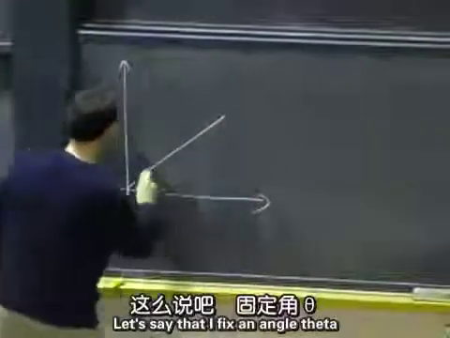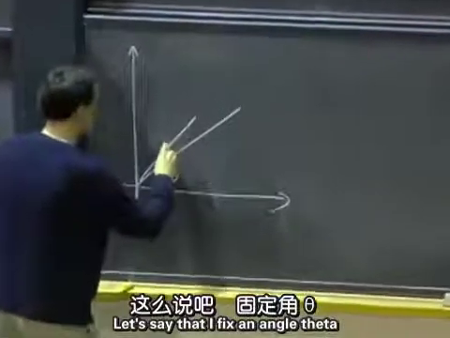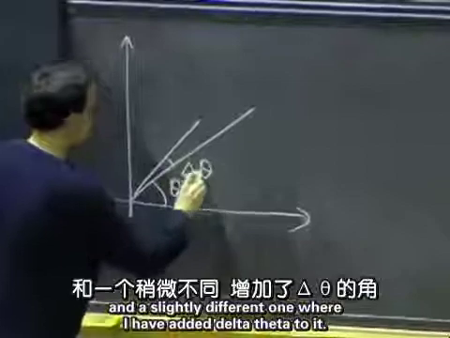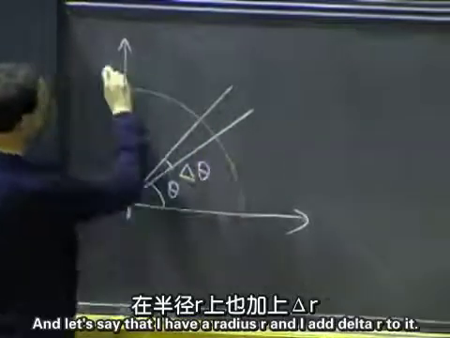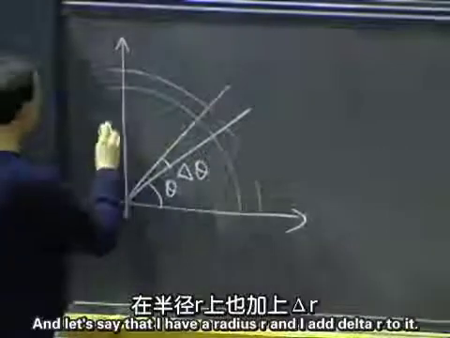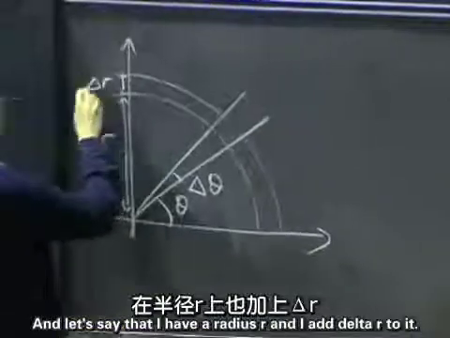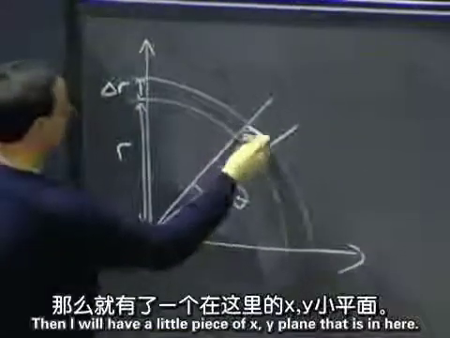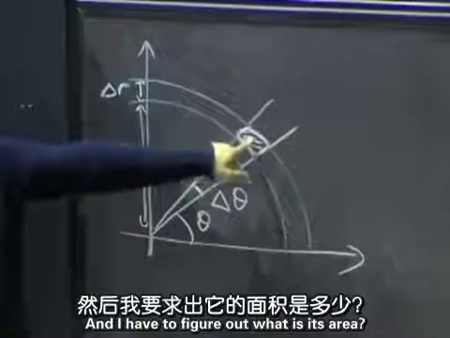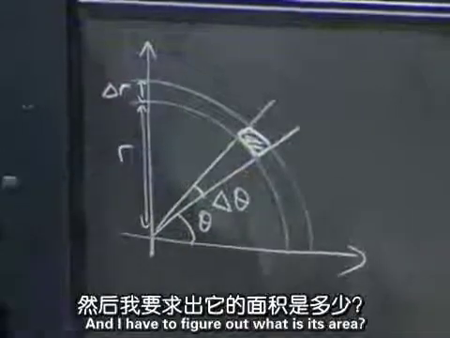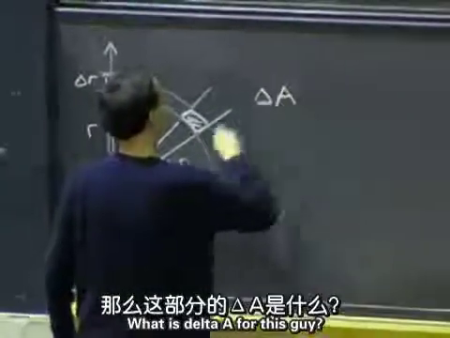So let's say that I fix an angle theta and a slightly different one where I've added delta theta to it. And let's say that I have a radius r and I add delta r to it. So then, I'll have a little piece of xy plane that's in here, and I have to figure out what is its area. What is delta A for this guy?